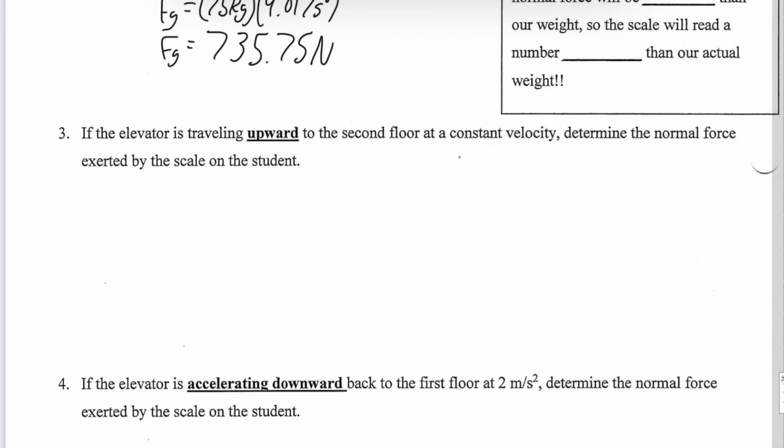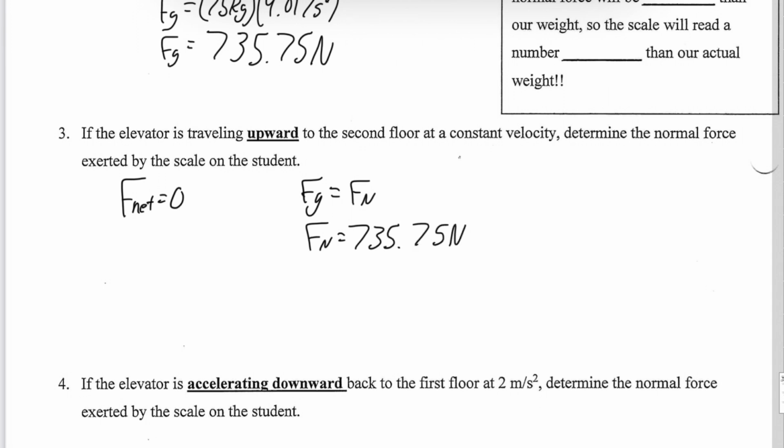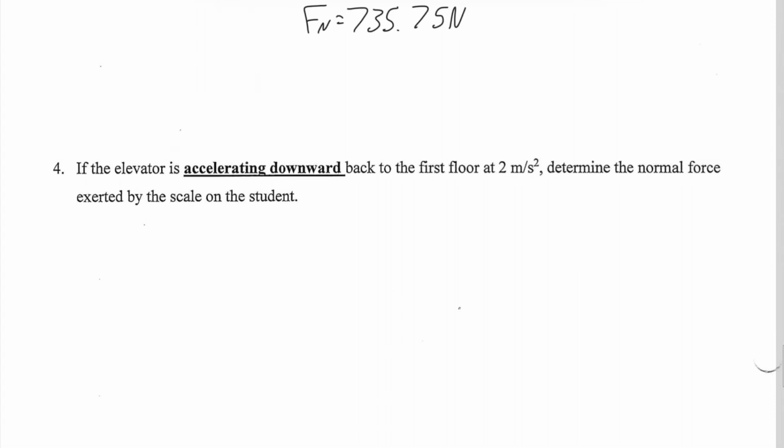Now, if the elevator is traveling upward to the second floor at a constant velocity, determine the normal force exerted by the scale on the student. So if it's traveling upward with a constant velocity, then we're saying that the net force is equal to 0, which in this case, we can assume that our force of gravity will be equal to our normal force. So our normal force will be equal to 735.75 newtons.